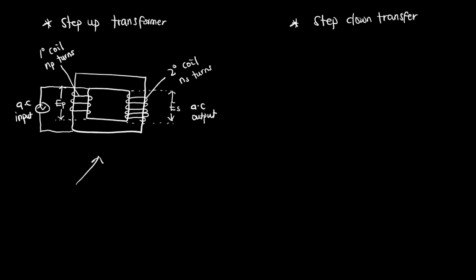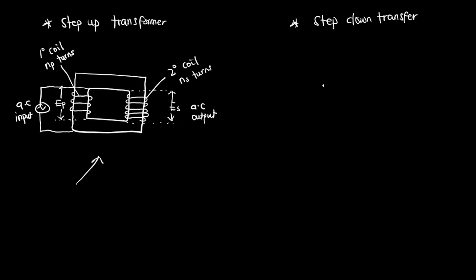It's a step up because the number of turns over here is small, so the input EMF will also be smaller. But because the number of turns on the secondary coil is much higher, the output voltage will be higher. And since the output voltage is more than the input voltage, it is a step up transformer.